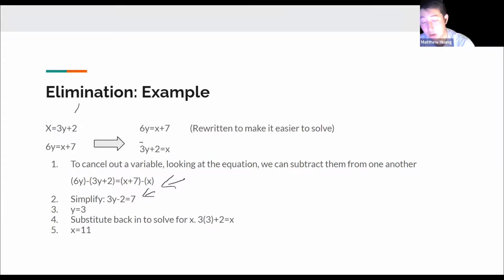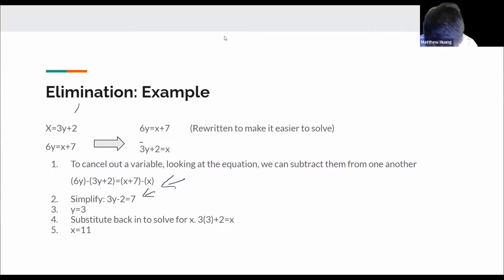Elimination is not necessarily harder. It's just there's less problems that it's easier to use for. Yeah, it depends on the question. You're right. Okay, so are there any questions so far?